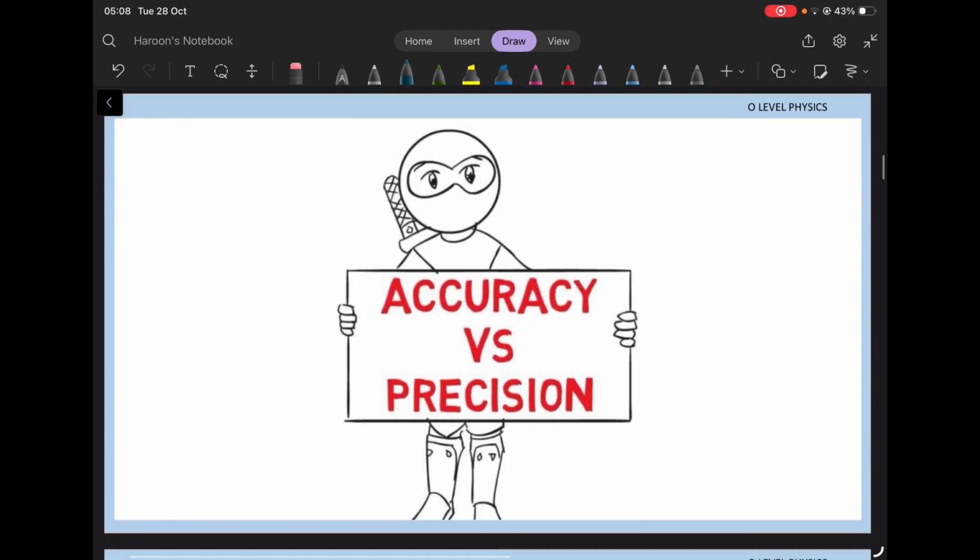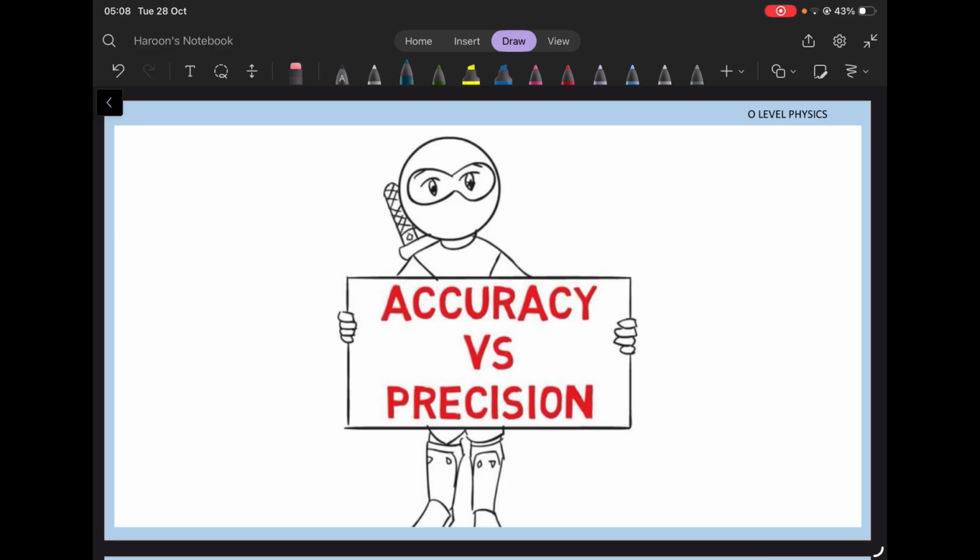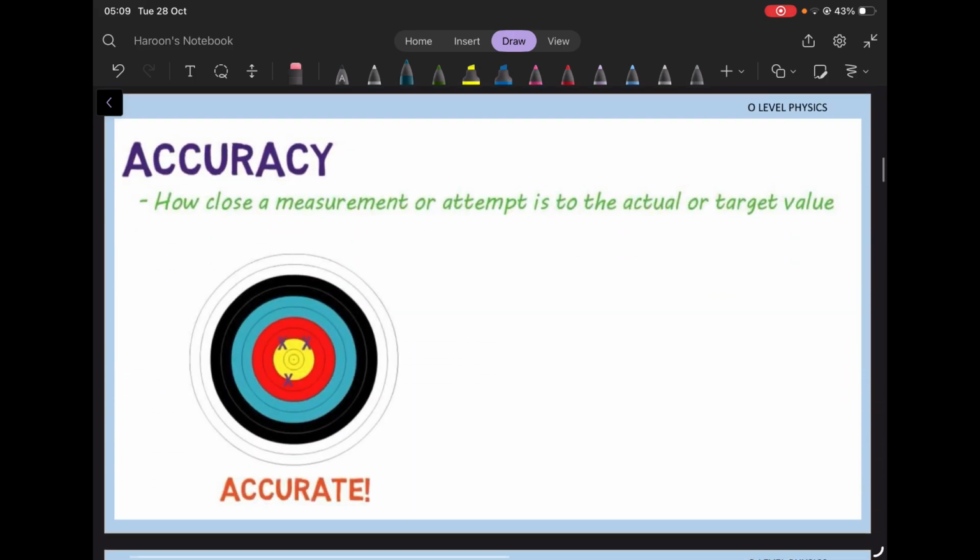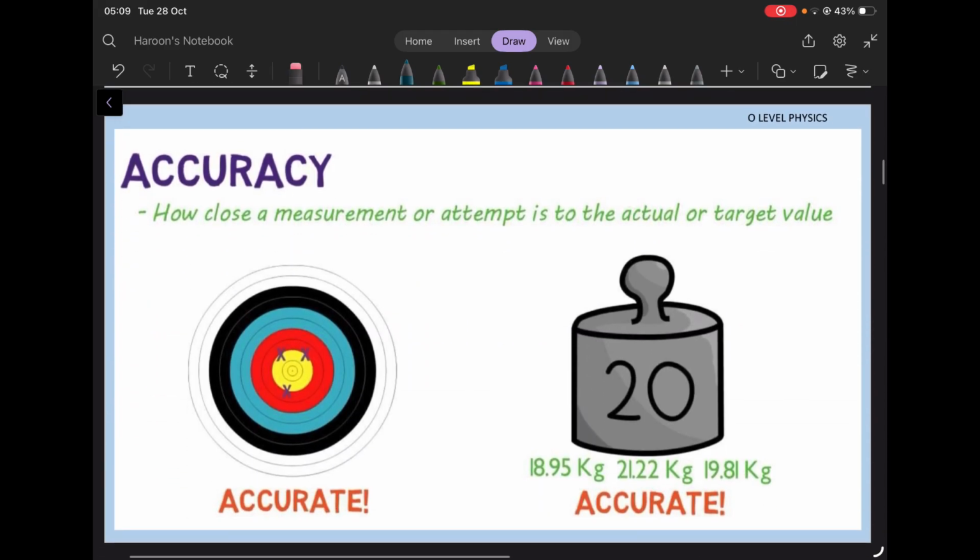Now, next up, the last concept, although this isn't examinable too much, but just for concept's sake, a lot of students get confused in accuracy and precision. So now, what do we mean by accuracy and precision? Now, accuracy basically means how close a measurement or an attempt is to the actual target value. So, for example, we have a dartboard. Your accuracy would be you hitting this bullseye, basically this yellowish region. If your hits are on this yellow region, that means you are accurate. So this basically means how close your attempt is to the actual target. That is accuracy. Now, precision is slightly different, which we'll get to in a bit.